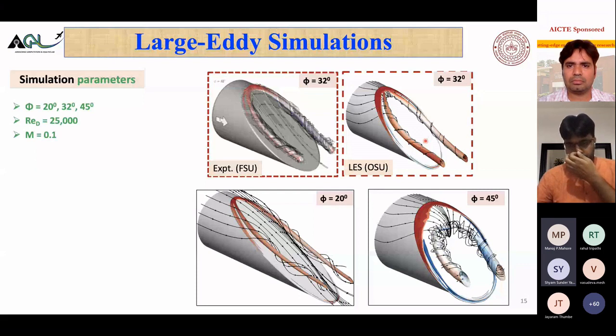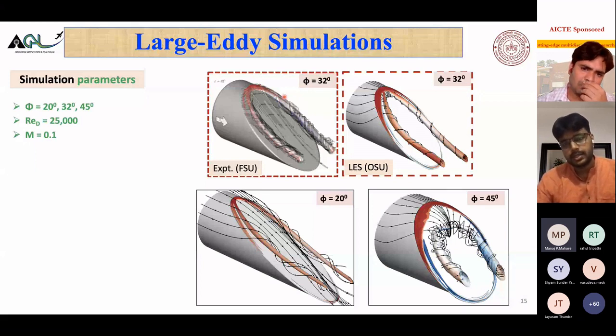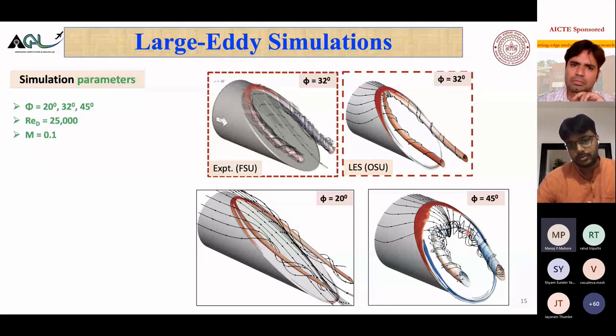Thank you, sir. Another thing you can do is, suppose you have done the simulations for 20 degree and got the results. Because these are structured grids, you can map this solution to the 32 degree case and use that as an initial condition. That will reduce your computational time significantly. Similarly, from 32 degree you map the solution to 45 degree and continue with that. If your initial condition is better, the time to settle down to the mean flow solution is faster.